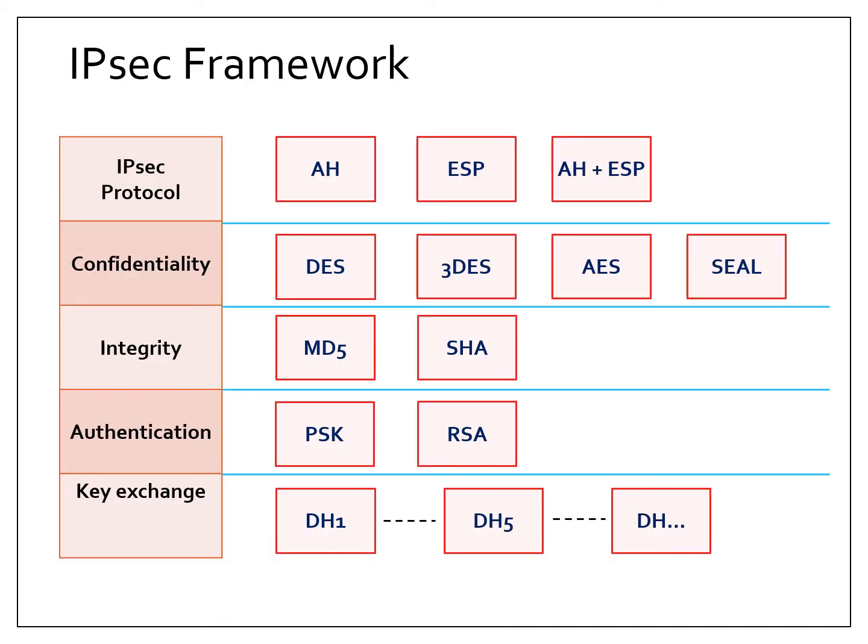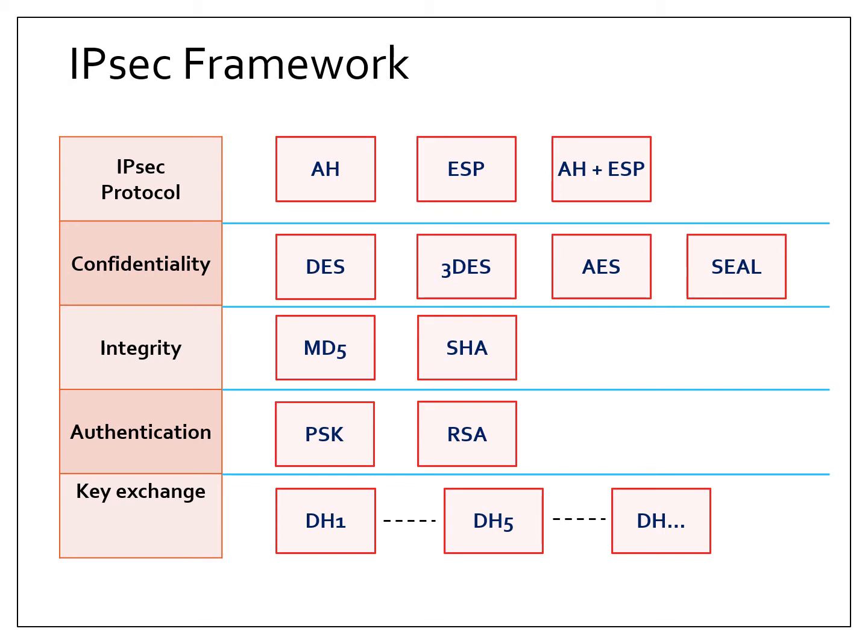So let's have a look at the IPsec framework. The IPsec protocol consists of the authentication header and the encapsulating security payload. You can use one of those on their own or both together. For confidentiality, you can use the data encryption standard, or DES, or the more secure 3DES, which is the same as DES but it's encrypted 3 times, or the more secure advanced encryption standard, or the software optimized encryption algorithm.